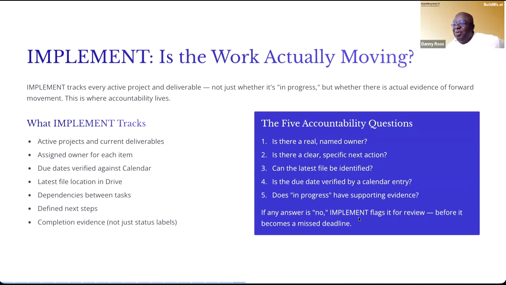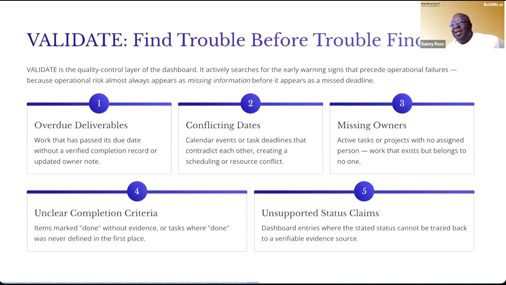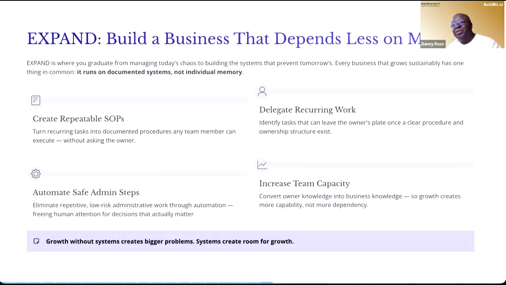And then making sure that the AI flags things that need to be reviewed before it becomes a missed deadline. So validating. And then this is where it's going back and doing a check at the end of the day. Hey, did everything get done? What's still dragging? What's still not happening properly? And then perhaps it's because the execution is unclear. We want to make sure that we get all those tasks.